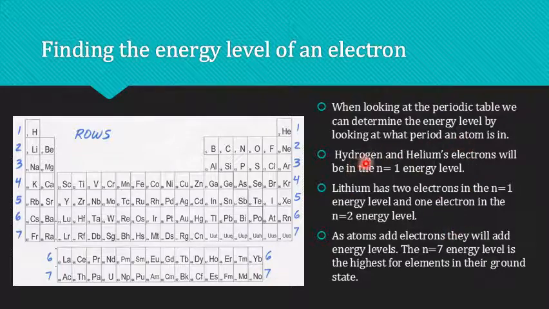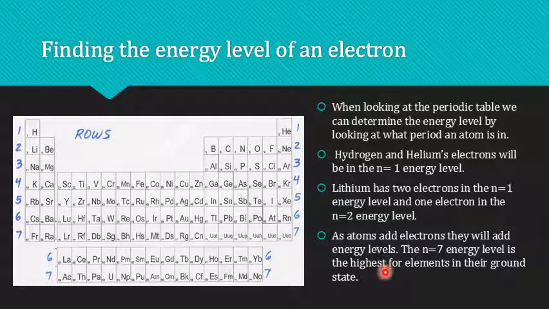So when we look at this, if we look at hydrogen and helium's electrons, they will be in our first energy level. So hydrogen has 1 electron in the first energy level. Helium has 2 electrons. They are both in the first energy level. If we look at lithium, which comes next, it has 2 electrons in the first energy level, and then its 3rd electron is added to the second energy level. So it fills up the previous one before it adds to the next energy level.